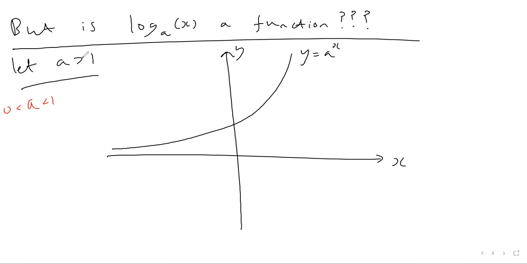So if we've got this logarithm with a base of a bigger than 1, then we know that the exponential graph is going to look like this, going through 1 there.